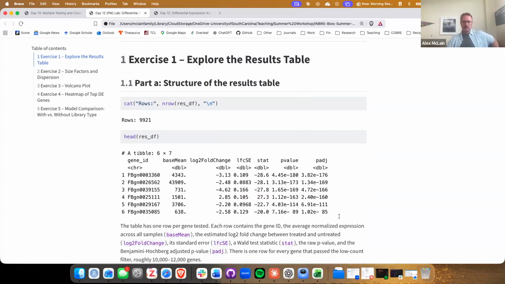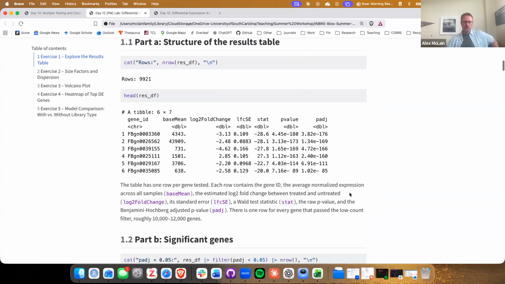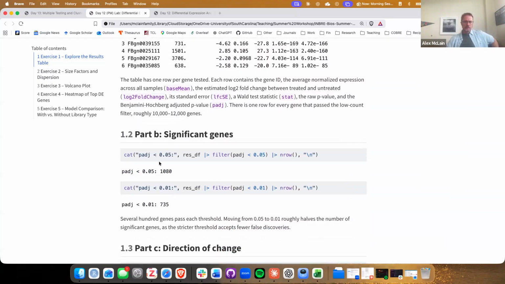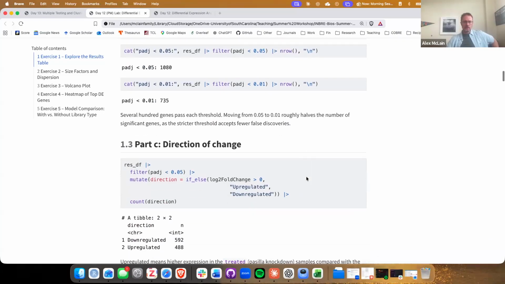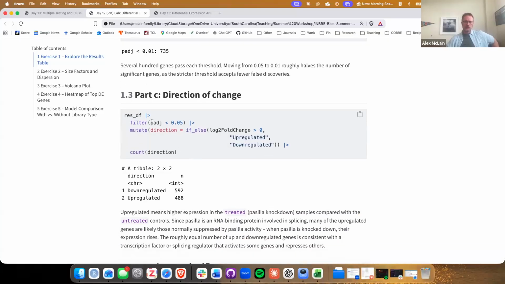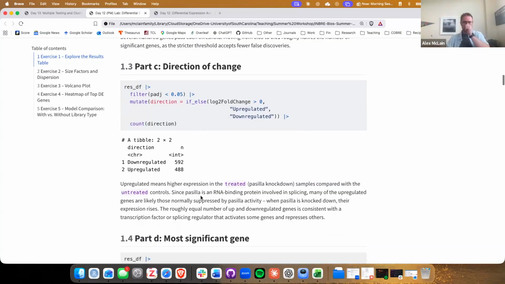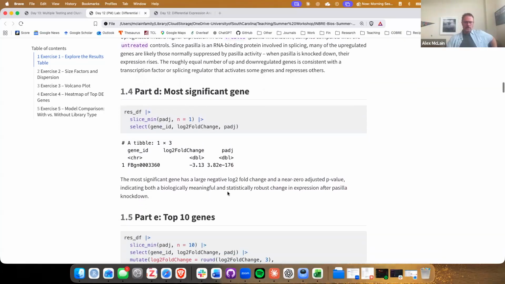There are some highly significant genes that pop up here with some incredibly low p-values, adjusted or otherwise. At 0.05, just over 1,000; at 0.01, 735. Of those significant at the 0.05 level, 592 were downregulated, 488 were upregulated. So a little bit more downregulated than upregulated. And I don't know, maybe that makes sense. I don't pretend to know the science of that.